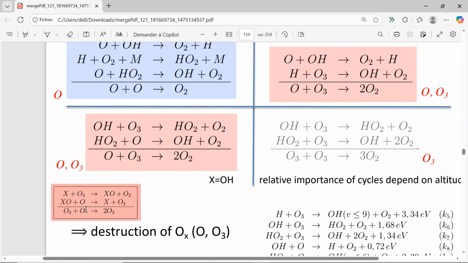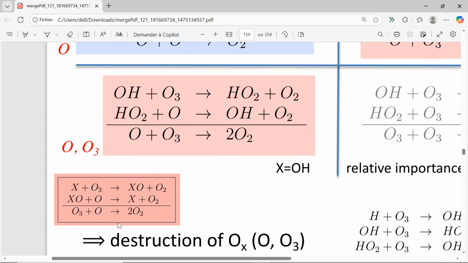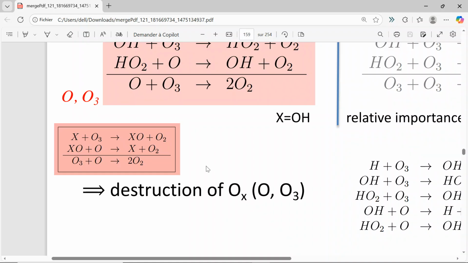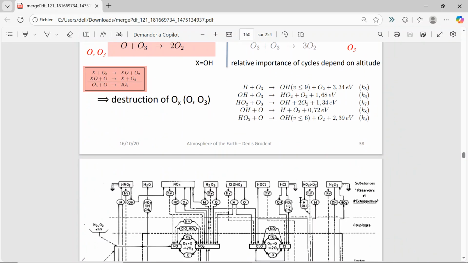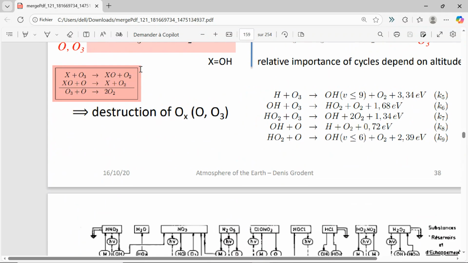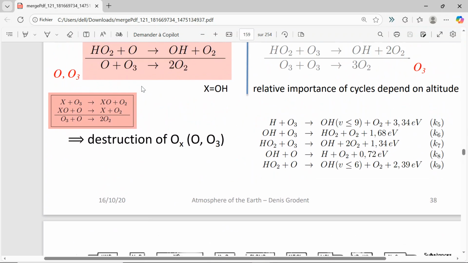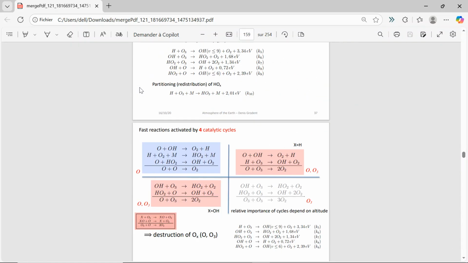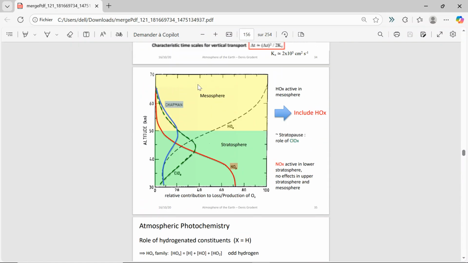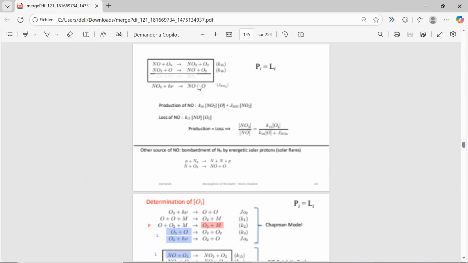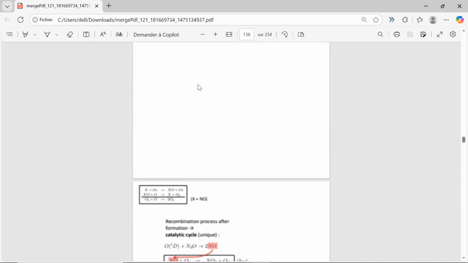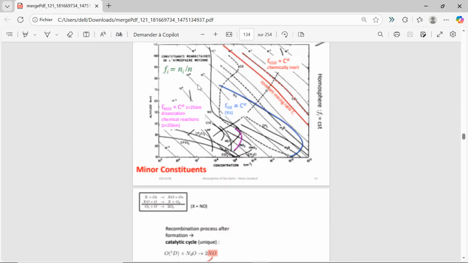And overall, the process will lead to the destruction of the odd family, which means the atomic oxygen too. Okay, so this is interesting because we have seen in the previous slides, I don't know if we can go back here. Especially, I think about this one. We are coming back to it.